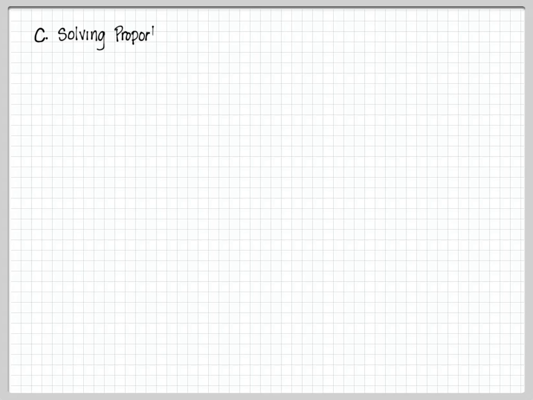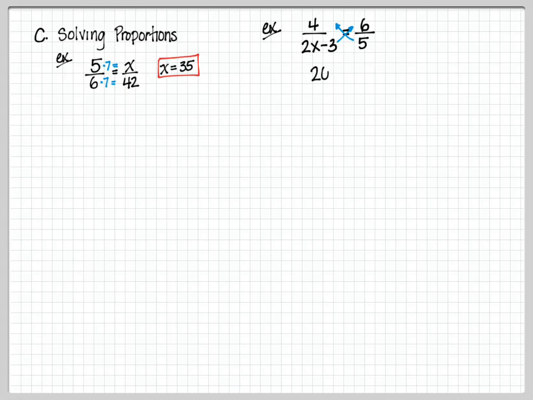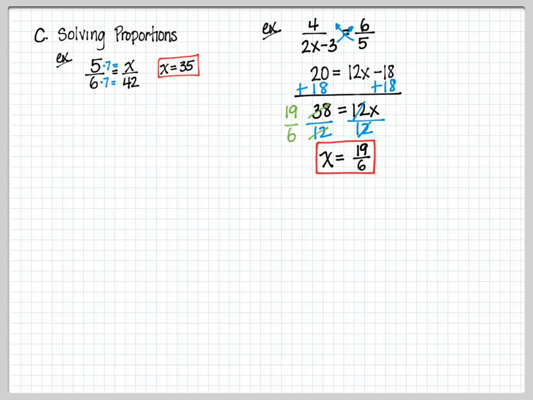And the next topic would be solving proportions. So here are a few examples of some proportions that have been solved in a variety of manners, either using cross multiplication, or if I can get denominators to be the same, then I know the numerators are the same.